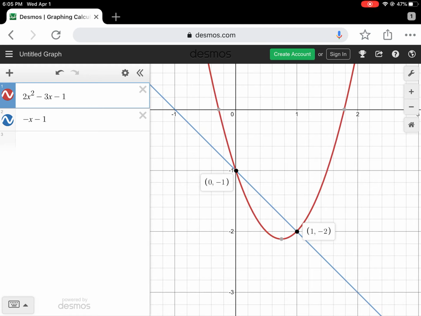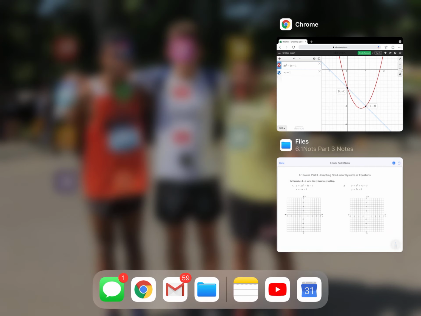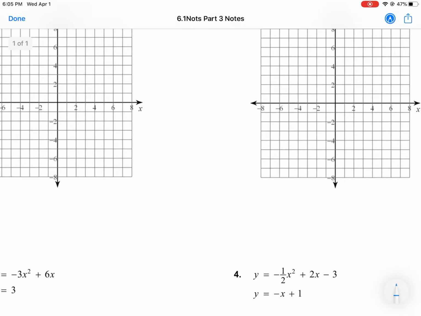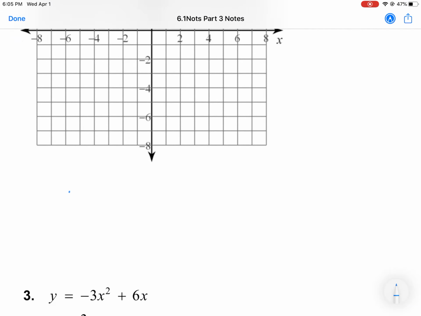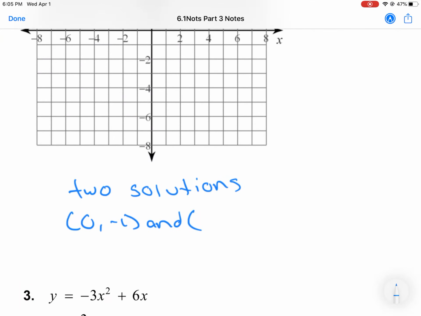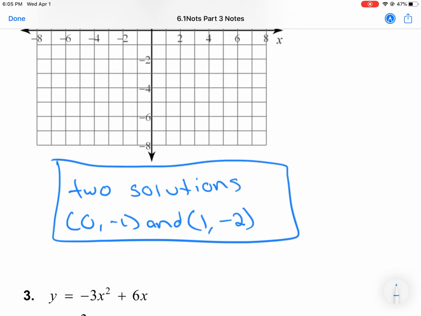But I will attach these exact graphs from Desmos probably onto that note sheet for you. So you'll have that all there. Sound good? But I will write, we have 2 solutions, because they intersect twice. One was 0, comma, negative 1. And, just go back quick, it was 1, comma, negative 2. So those were our 2 solutions for that graph.